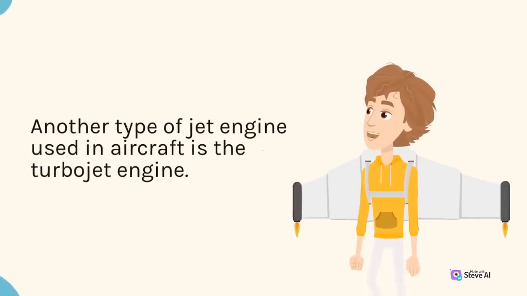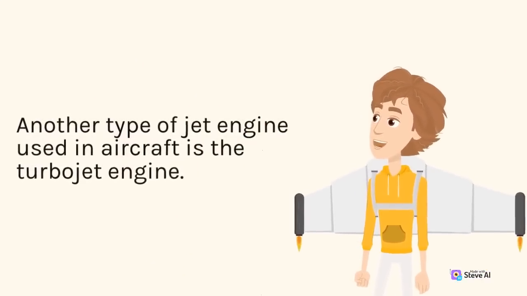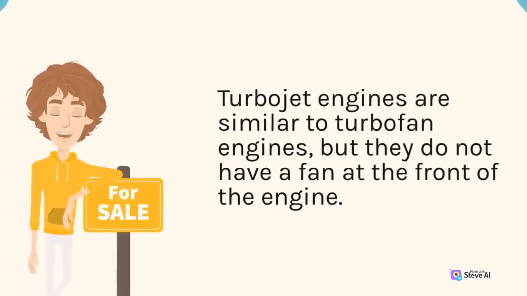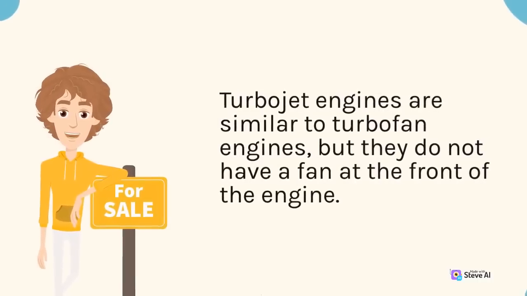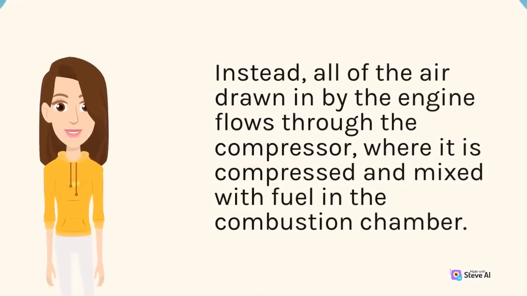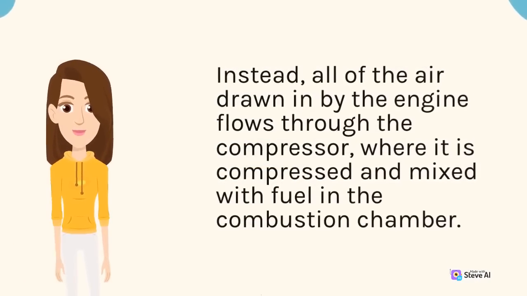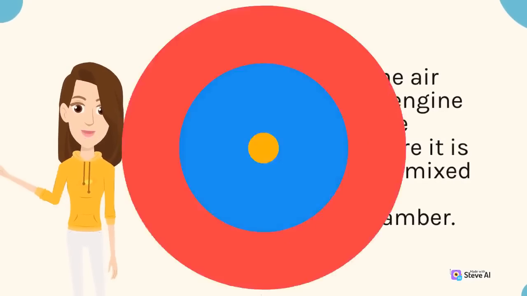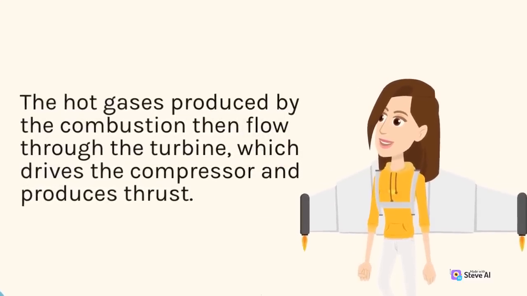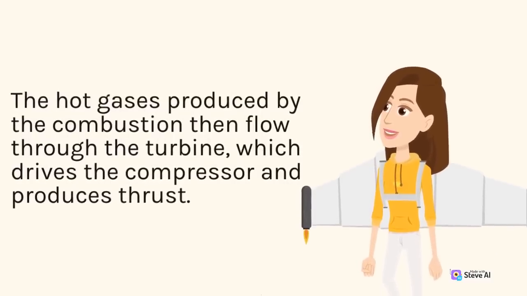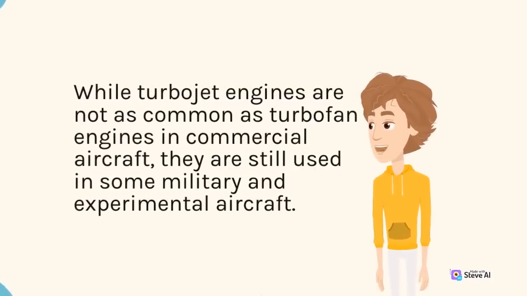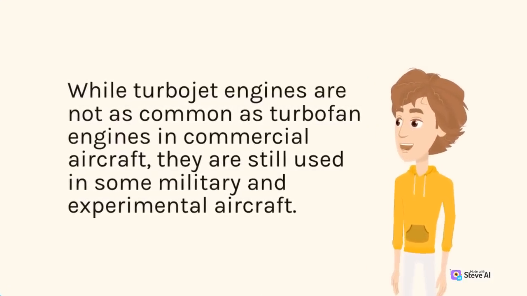Another type of jet engine used in aircraft is the turbojet engine. Turbojet engines are similar to turbofan engines, but they do not have a fan at the front of the engine. Instead, all of the air drawn in by the engine flows through the compressor, where it is compressed and mixed with fuel in the combustion chamber. The hot gases produced by the combustion then flow through the turbine, which drives the compressor and produces thrust. While turbojet engines are not as common as turbofan engines in commercial aircraft, they are still used in some military and experimental aircraft.